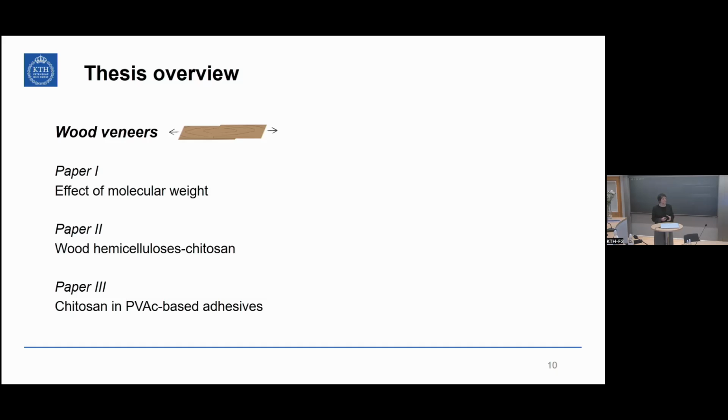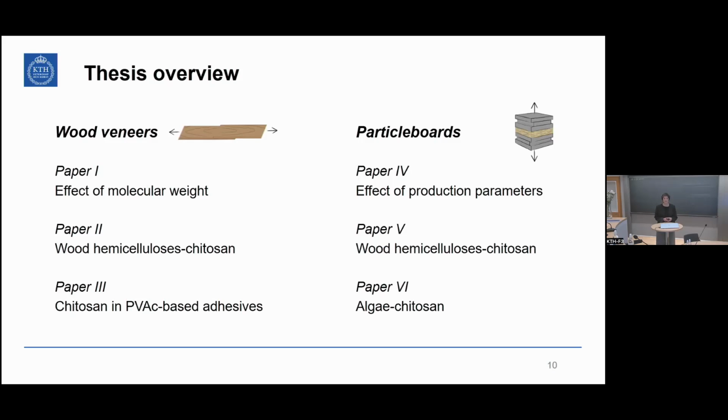In these papers, we analyzed the effect of molecular weight of polysaccharides. We prepared fully bio-based adhesive with wood hemicellulose and Chitosan, and also used Chitosan to partially replace vinyl acetate in polyvinyl acetate-based adhesive. In the second group of papers, we used wood particles as a substrate and produced particleboards. And then we analyzed the effect of the production parameters. We used adhesive from wood hemicellulose and Chitosan similar to paper 2, and also used adhesive with algae and Chitosan.